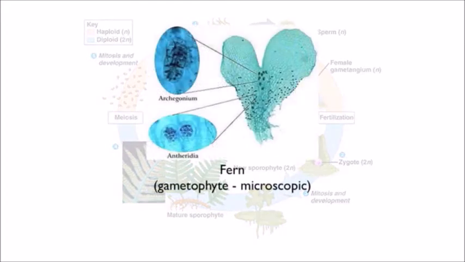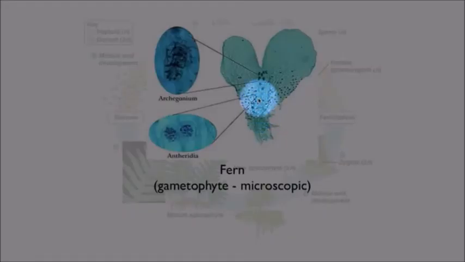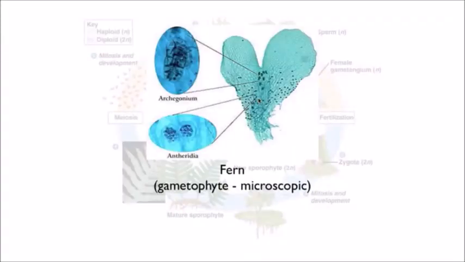The gametophyte is microscopic, so unless you go out in the forest with a microscope, you're never going to see it. This is called a fern thallus. It's kind of a heart-shaped thing. Isn't that cute? It's got archegonia, which are female parts, and antheridia, which are the male parts. They only find each other in water, which is why ferns are also very rare plants.